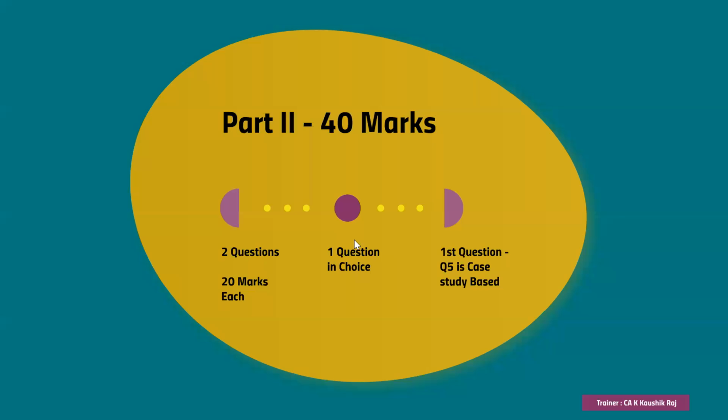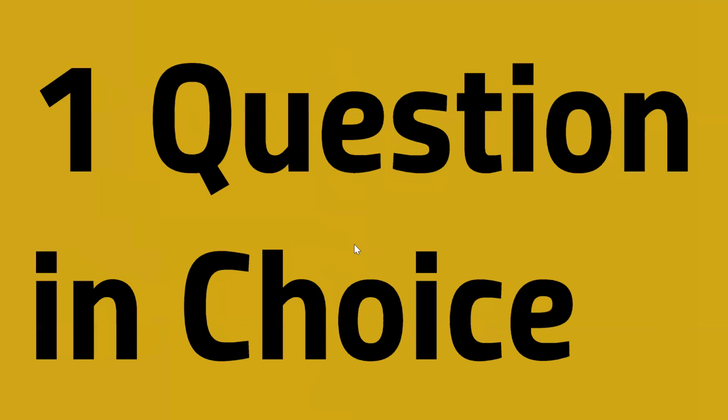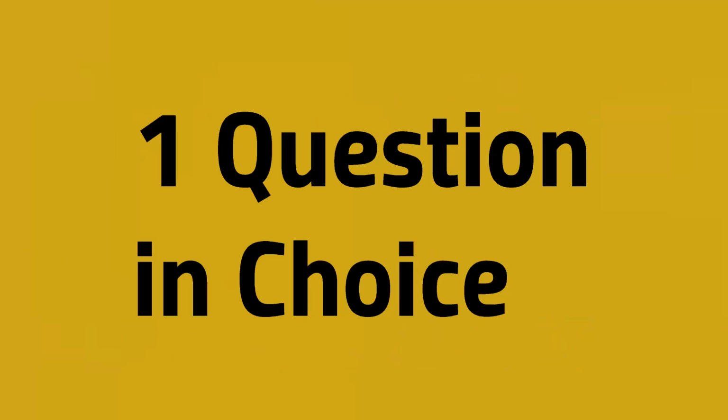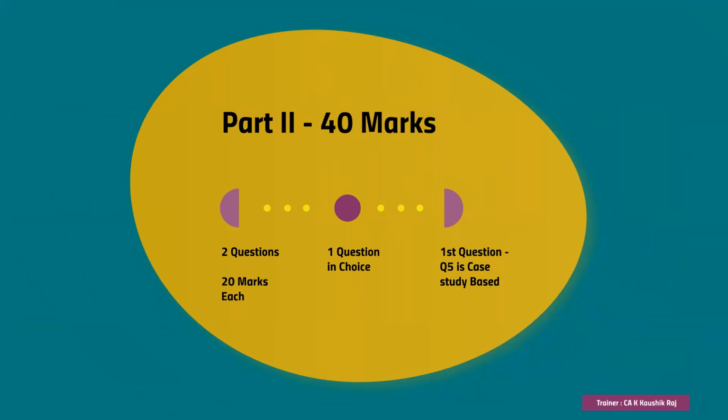And then here again, 1 question with a choice. That means your second question in Part 2, that is the 6th question of the entire question paper. So question numbers 1, 2, 3, 4 are Part 1, and question numbers 5, 6 are Part 2. So the 6th question has an alternative. That means either you can answer question number 6 or question number 6A, and that is the choice that all the students get to answer. Moving further, the first question, number 5 in Part 2, is case study based.